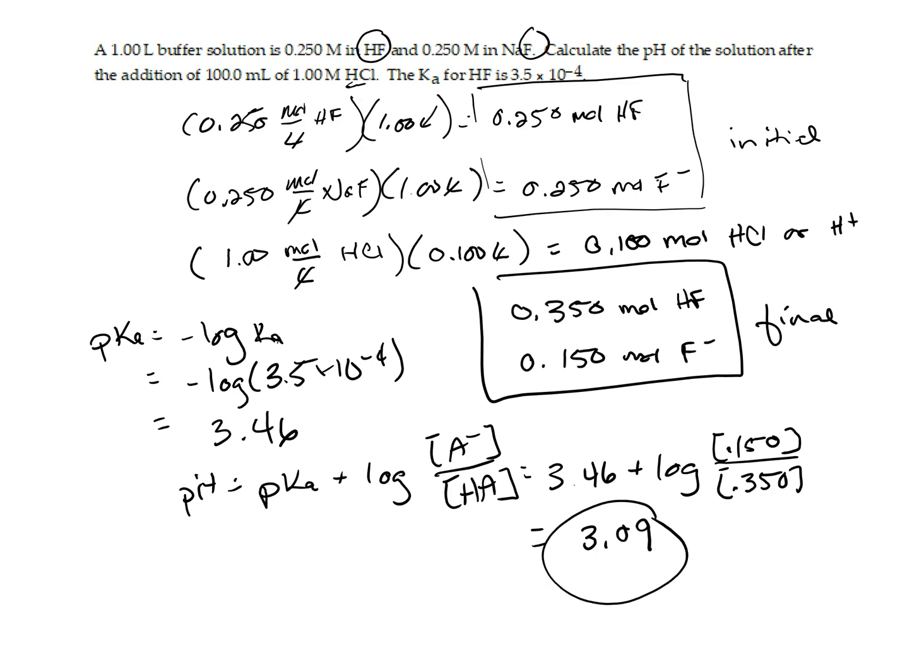Some of you are probably astute and you said, hey, Dr. McGill, that's not concentration, that's the number of moles. And you'd be right. If you wanted to, you could take these numbers of moles and divide by the final volume of 1.10 liters, and both of these values would change by the same ratio. But because this is a ratio we're taking the log of, it won't affect the outcome.